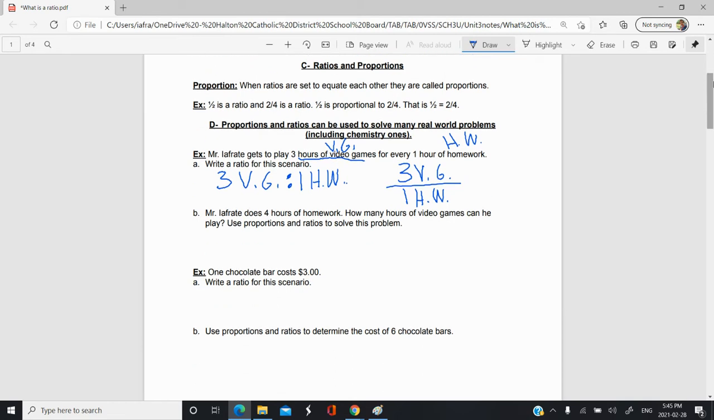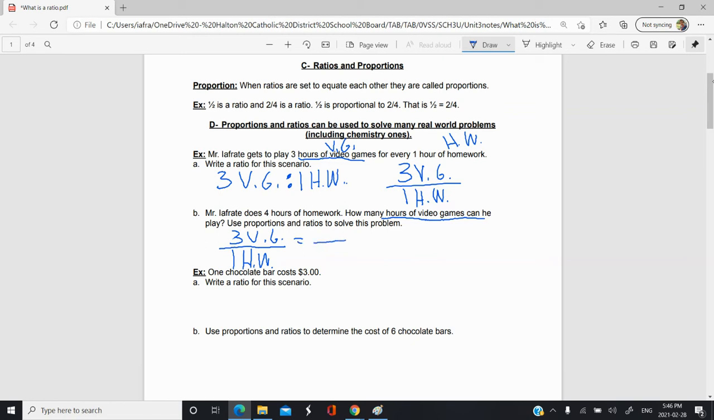And so I can use this ratio to solve problems. So for example, Mr. Efrati does 4 hours of homework. How many hours of video games can he play? Use proportions and ratios to solve this problem. So we want to find out how many hours of video games I can play. So I know that generally I can do 3 video game hours if I do 1 hour of homework, like that. And so I'm going to equate this to the actual scenario.